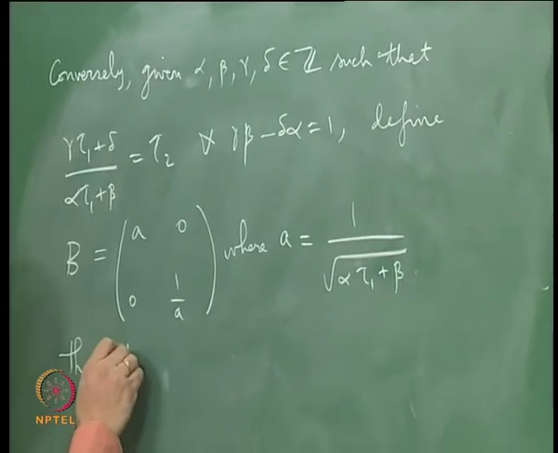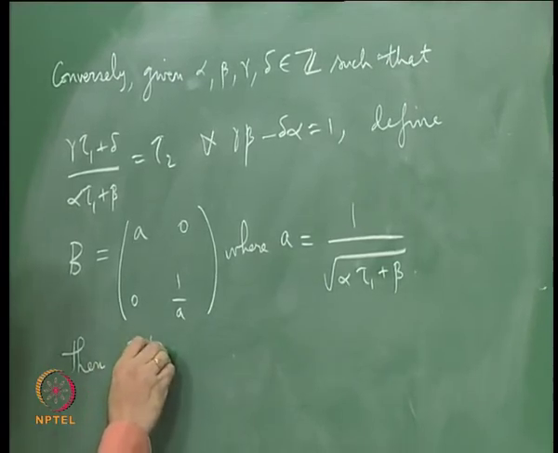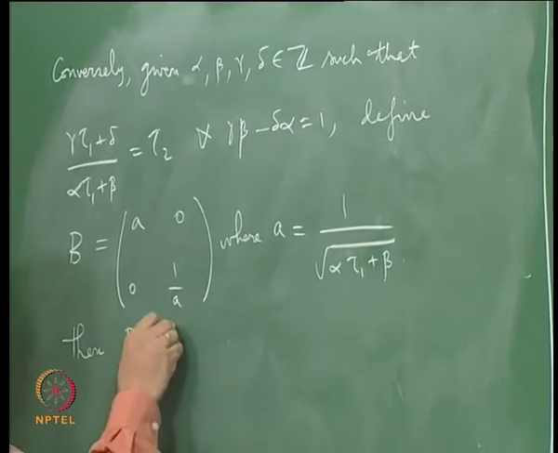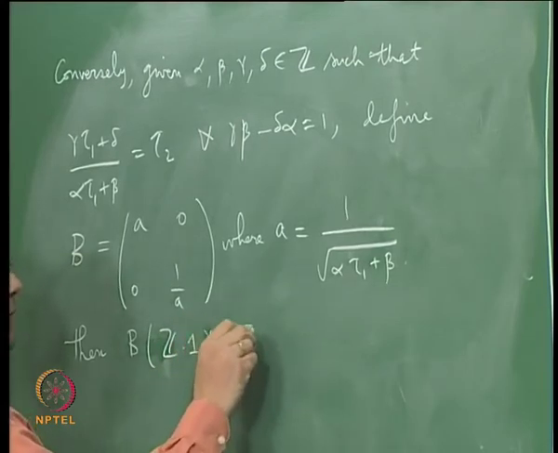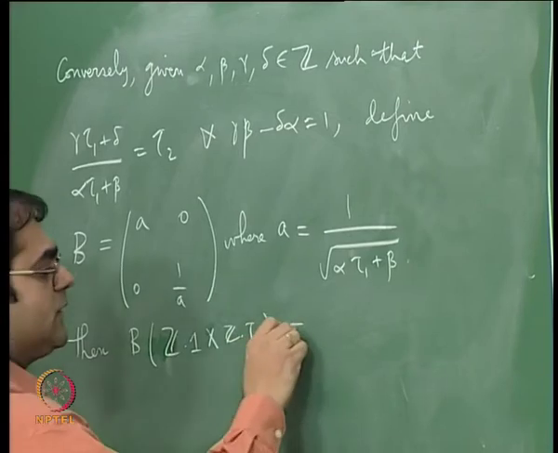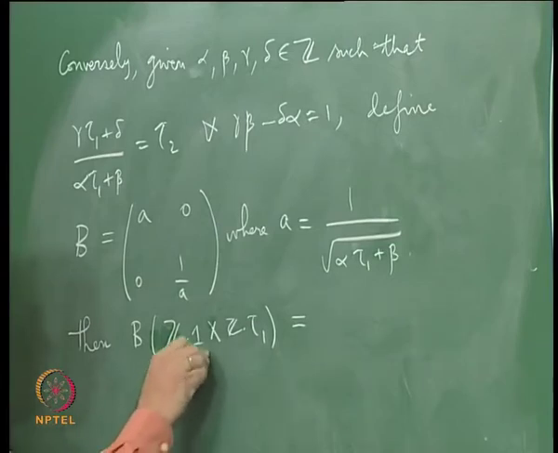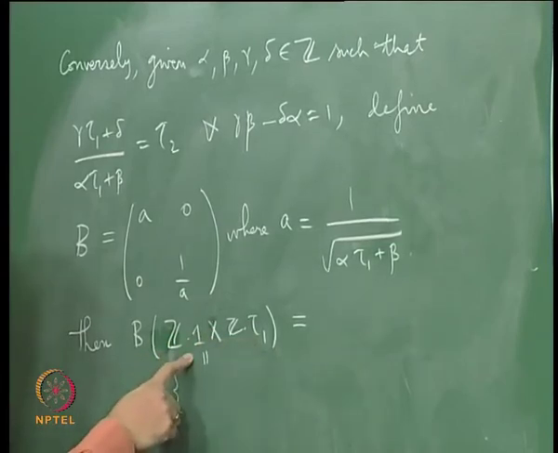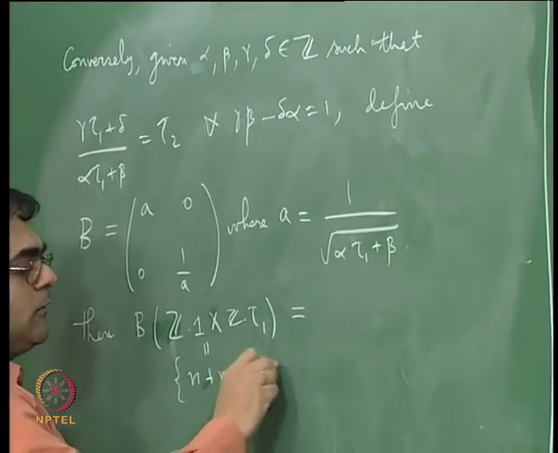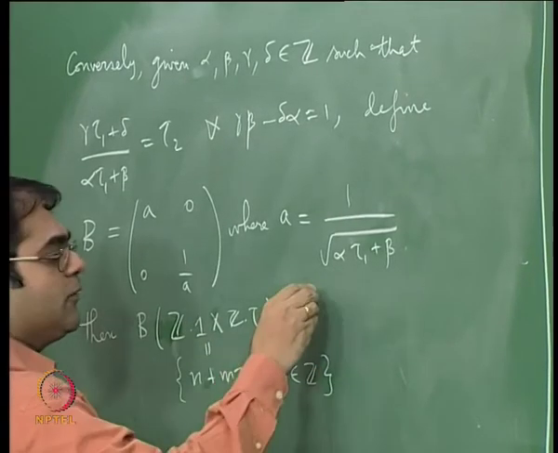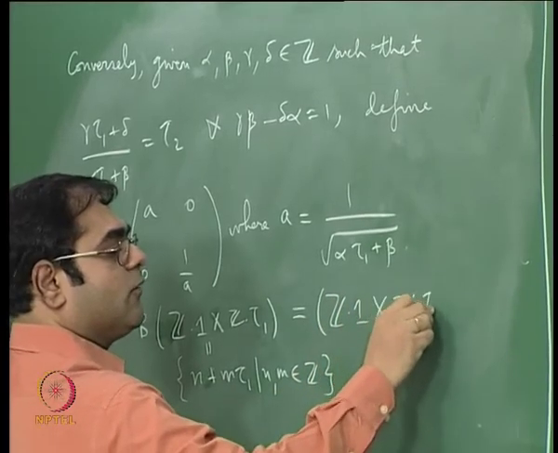Then B induces, B takes Z dot 1 cross Z dot tau 1, it takes this subset of complex numbers, okay. So this is the set of all complex numbers which are integral multiples of 1 and tau 1, so it is of the form n plus m tau 1. So this will go into Z cross 1, Z dot 1 cross Z dot tau 2, okay.